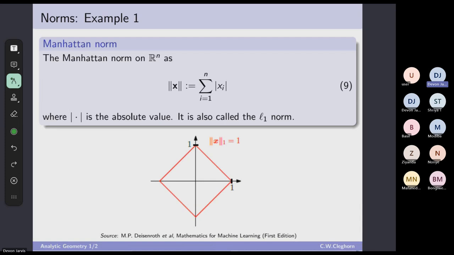One example that is again intuitive is known as the L1 norm or the Manhattan norm. In this case, you just take the absolute value of all the individual elements of x and add them together. So you're literally taking straight line distances along the axes rather than going directly there. But that is one way of defining distance, and you can see how it's defined here.